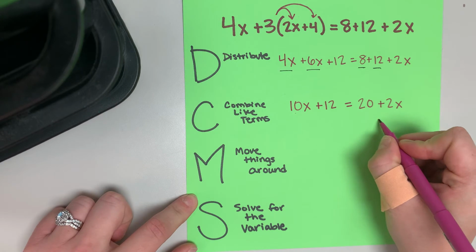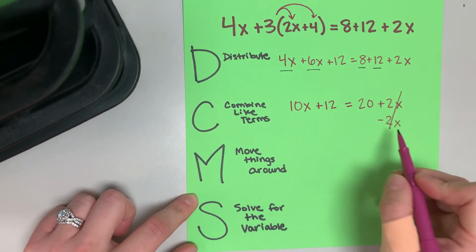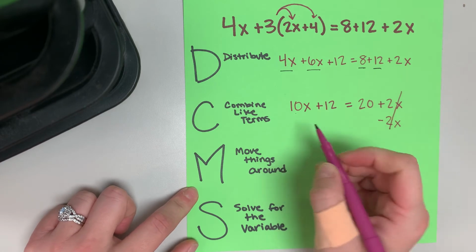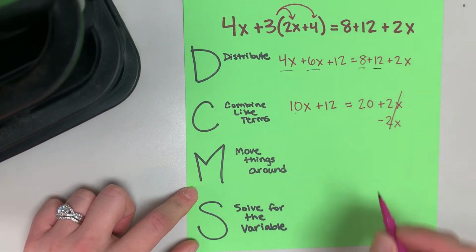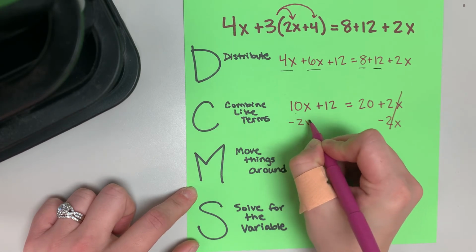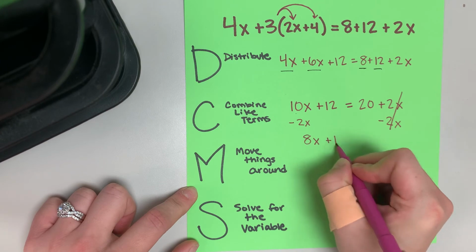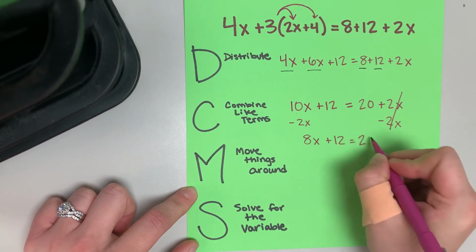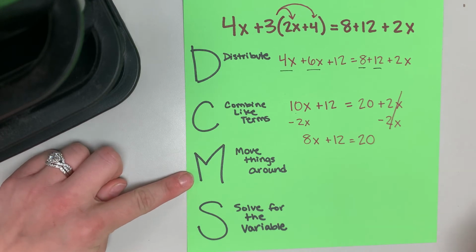So let's subtract 2x over here. That cancels away. And I can only take 2x from 10x because they have variables. I'm not allowed to take it from the 12. So subtract 2x there. So that leaves me with 8x plus 12 equals 20. Now, I'm still in the move it stage. I can't solve yet because I have not moved everything around.